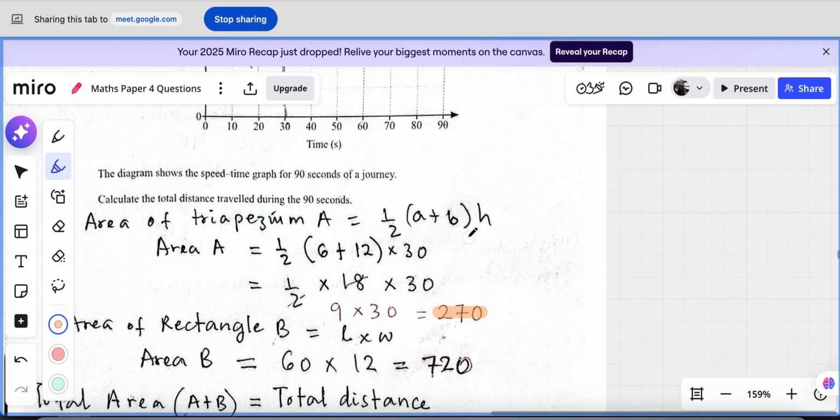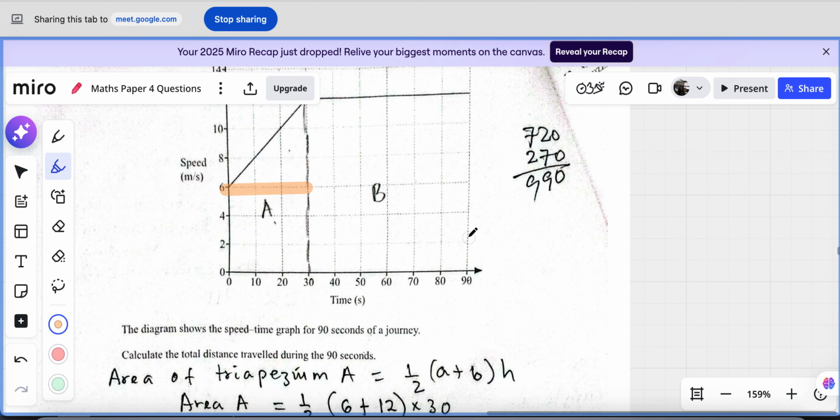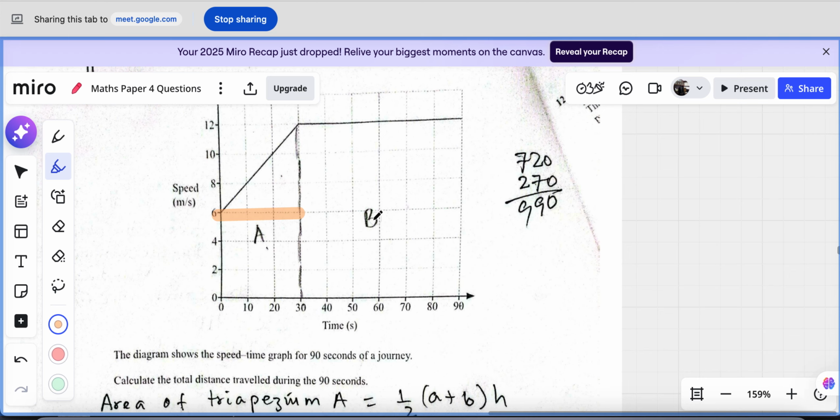Now let's find the area of the rectangle, this big rectangle, shape B. Shape B from 30 to 90 is 60, so this length is 60. Don't use 90, because remember, you are not using the whole length. You are starting from 30. So 90 minus 30 is 60. This length here is 60, while this way is 12.